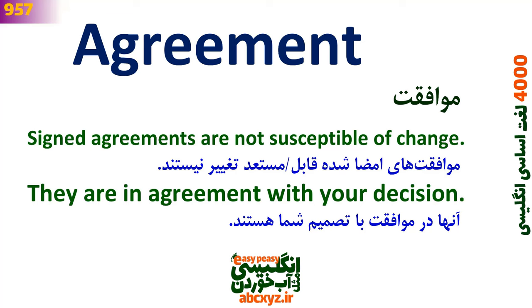Agreement. موافقت. Signed agreements are not susceptible of change. Signed یعنی امضا شده. Sign یعنی نشان یا امضا و signed یعنی امضا شده. Agreements یعنی موافقت ها. Signed agreements یعنی موافقت های امضا شده. Are not نیستند susceptible. Susceptible یعنی مستعد. یعنی قابل اینکه یک اتفاقی روش بیفته. Change تغییر. Susceptible of change یعنی قابل تغییر یا مستعد تغییر. موافقت‌های امضا شده قابل تغییر نیستند.